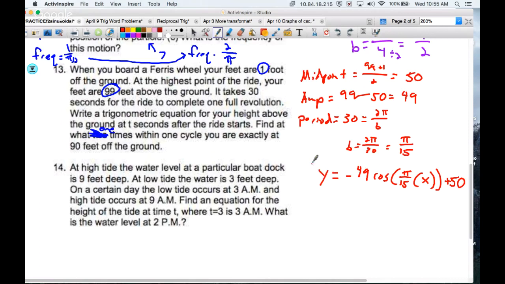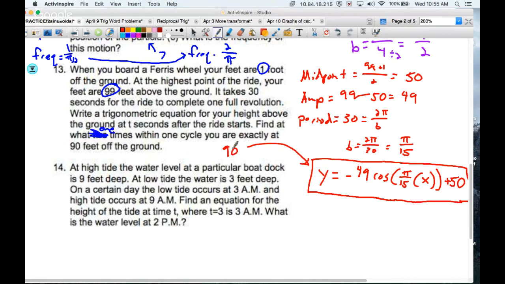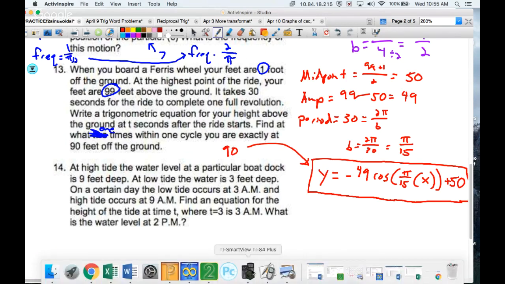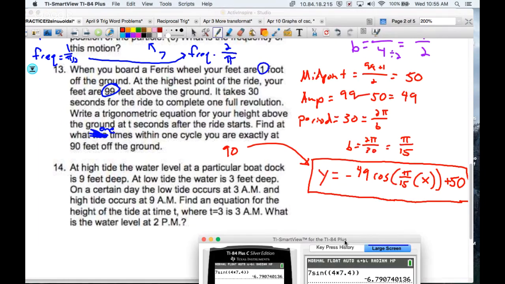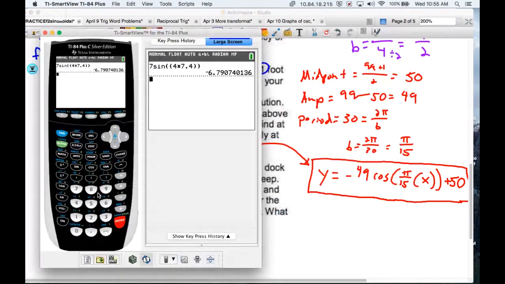All right, find at what time we would be exactly 90 feet off the ground. So I'm going to plug in 90 here. And I'm going to undo the operations one at a time. So that negative 49 is the most outside operation. So I'm going to do 90 divided by negative 49.